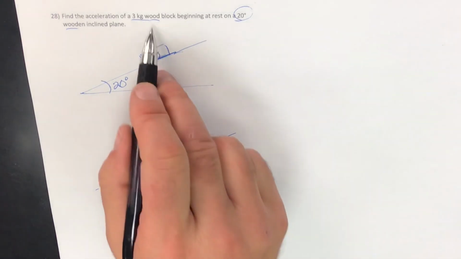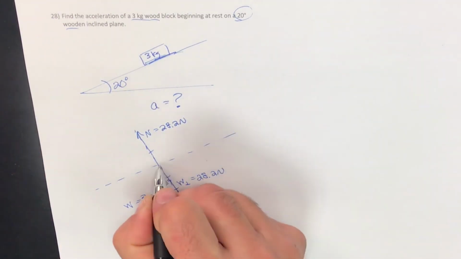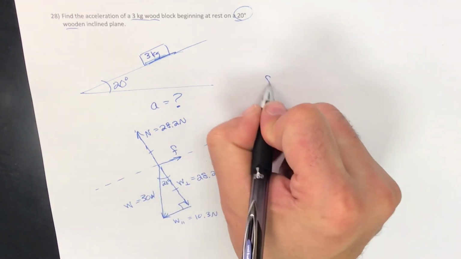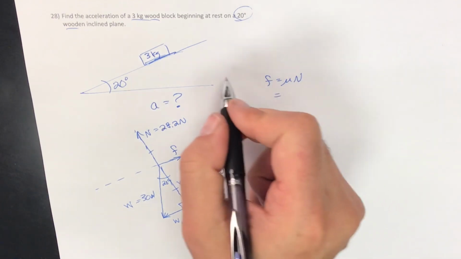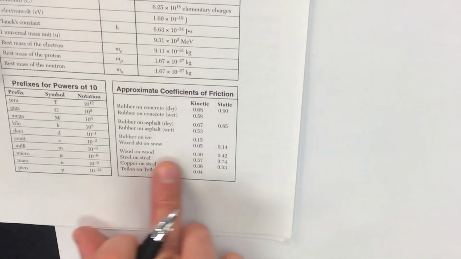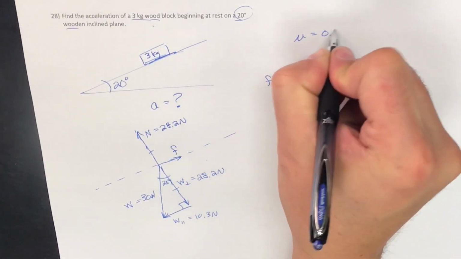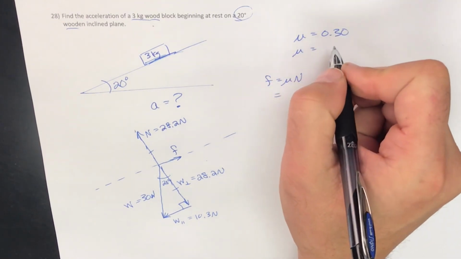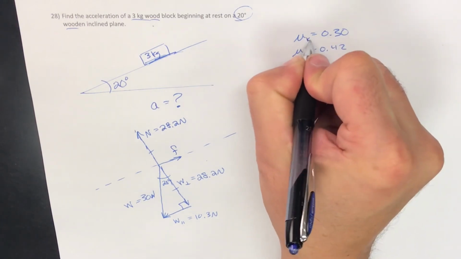And then, okay, so find the acceleration. Oh, friction force. Friction force in this direction. I don't know what that is. So I'm going to calculate the friction force. Friction force is the coefficient of friction times the normal force. It's going to accelerate. So we use, what are those values? Wood on wood. 0.3 and 0.2. Coefficient of friction, 0.3. Coefficient of friction, 0.42. This is the static, and that's the kinetic.